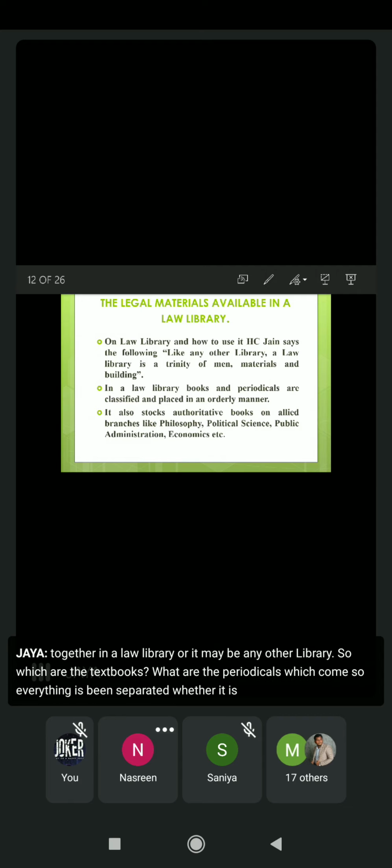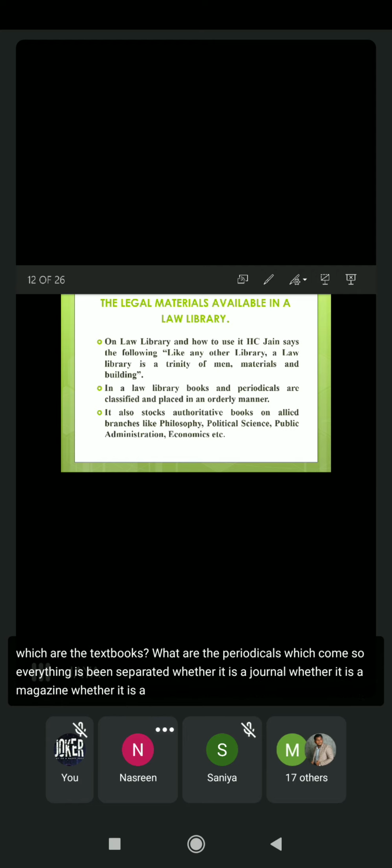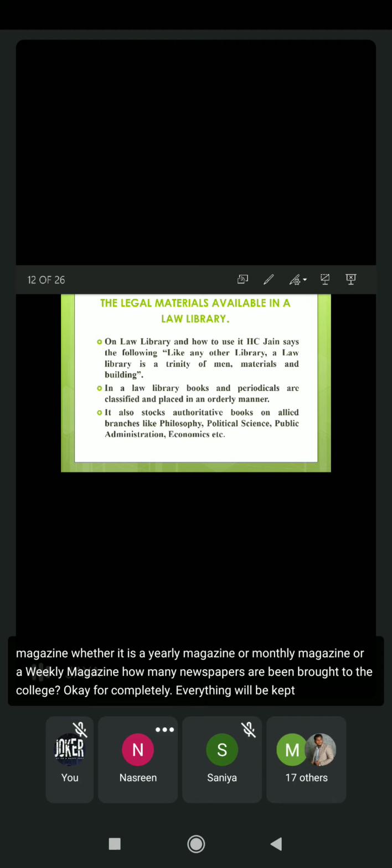Whether it is a journal, a magazine, a yearly magazine, a monthly magazine or a weekly magazine, and how many newspapers are brought to the college, completely everything will be kept in an orderly manner.